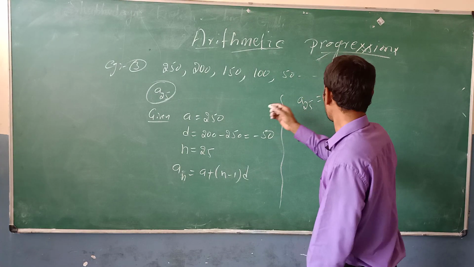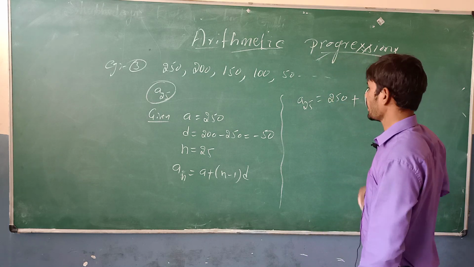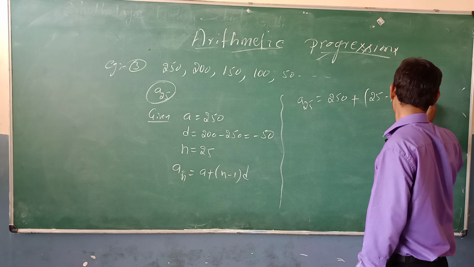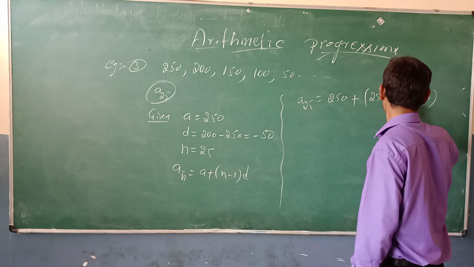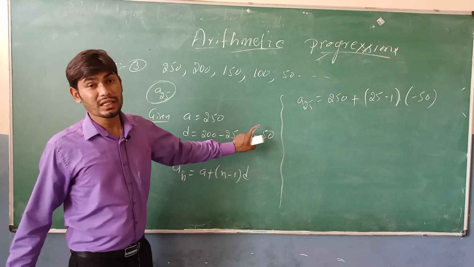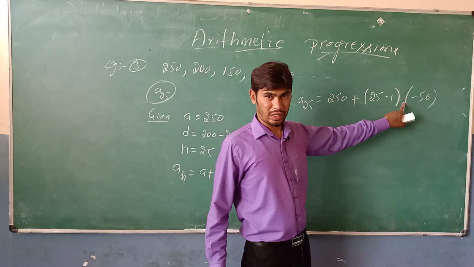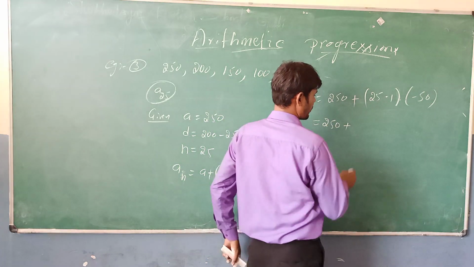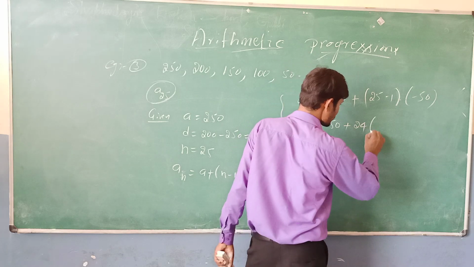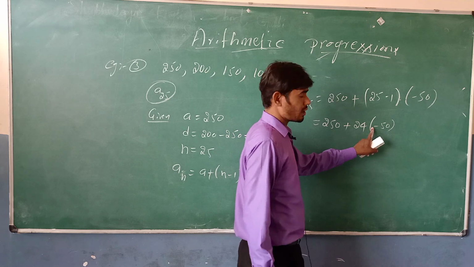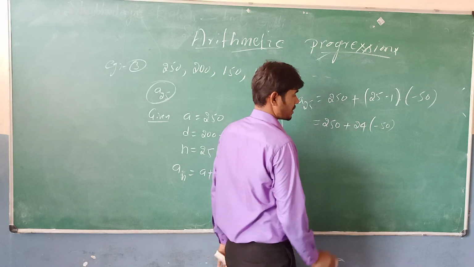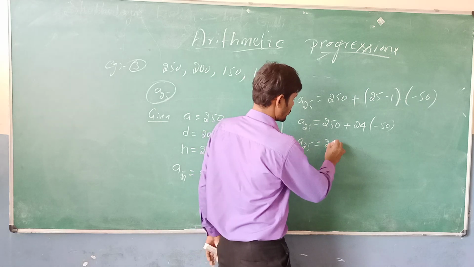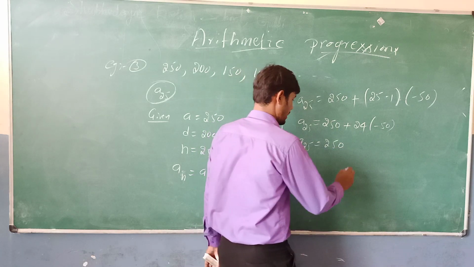The 25th term is equal to A, which is 250, plus n minus 1, where n is 25, minus 1, into D, where D is minus 50. Here observe that the difference is minus 50. That's why we put it in a bracket. The bracket is nothing but the into sign. 250 plus 25 minus 1, 24, into minus 50. If you remove the bracket, it can be confused as subtract or add. That's why we put it in a bracket. A25 is equal to 250 plus 24 into minus 50.